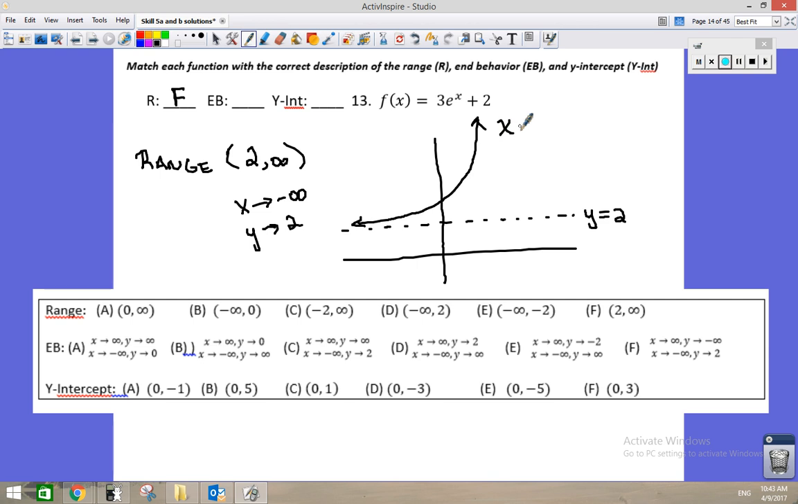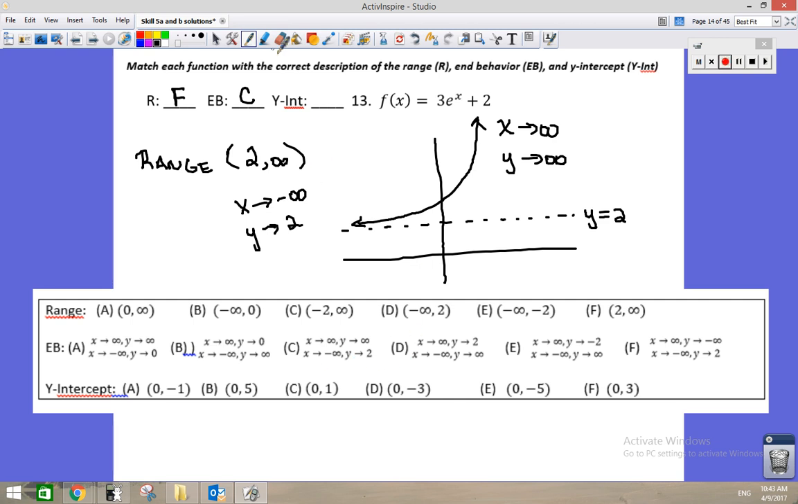Now up here, as you move to the right of the origin, this graph is increasing really rapidly, and y is going to positive infinity. So if we look at the end behaviors here, as x approaches negative infinity, y approaches 2. As x is approaching positive infinity, y is approaching positive infinity. So this is the choice C.